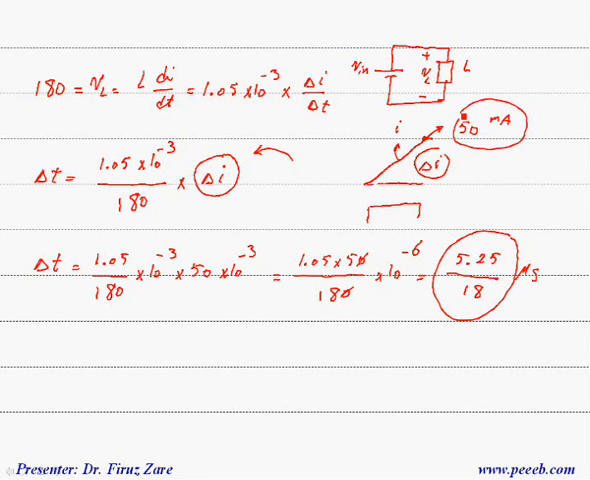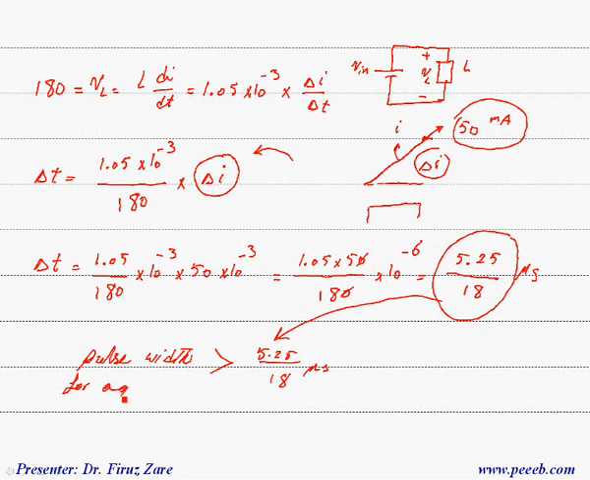So in this case, the pulse width of the gate signal should be greater than that value, which is 5.25 over 18 microsecond. So this is pulse width for a gate signal.